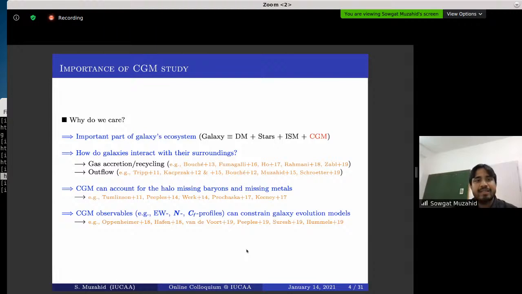One of the major questions in this sort of study is how do galaxies interact with their surroundings? Meaning how do gas accretion and gas recycling happen, and also how do galaxies drive outflows from the disk to the CGM or even to the intergalactic medium. The baryons in the circumgalactic medium can account for the halo missing baryon problem and also the missing metals. And finally, circumgalactic medium observables, like column density or covering fraction profiles, can constrain galaxy evolution models. I'll slowly explain what I mean by all these in the next few slides.